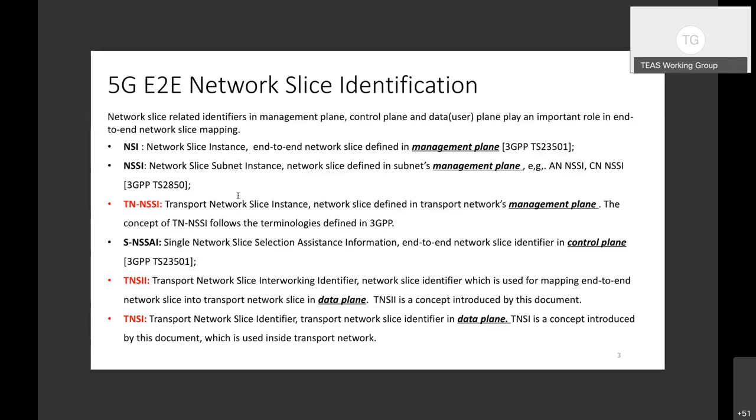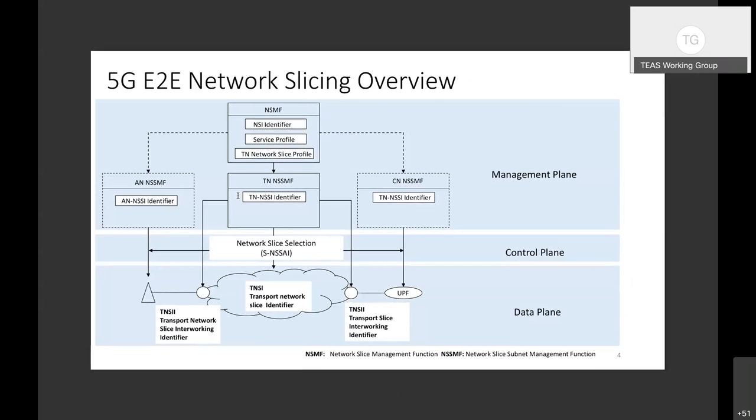Okay, next slide. There have already been some works in 3GPP about end-to-end network slicing, but the view of the transport network is missing. This document provides the supplementation and tries to cover the missing part. The overview of the end-to-end network slice mapping is shown in this picture. In the management plane, each domain, including AN, TN, and CN, will set up a subnet network slice to satisfy the requirement of the end-to-end network slice.